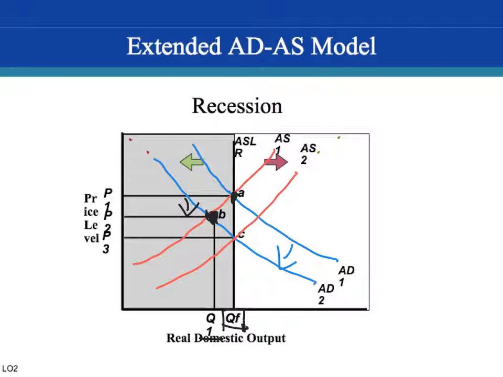And so in the long run, workers will be willing to accept a lower wage and other input costs will fall. Okay, so this will shift aggregate supply to the right since now production is more profitable and the economy ends up at point C. Okay, back to potential output and full employment.